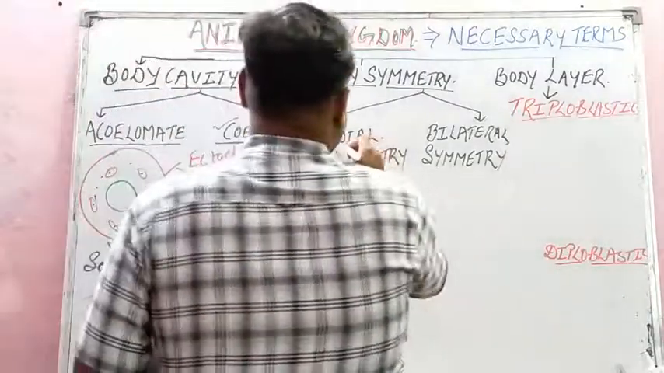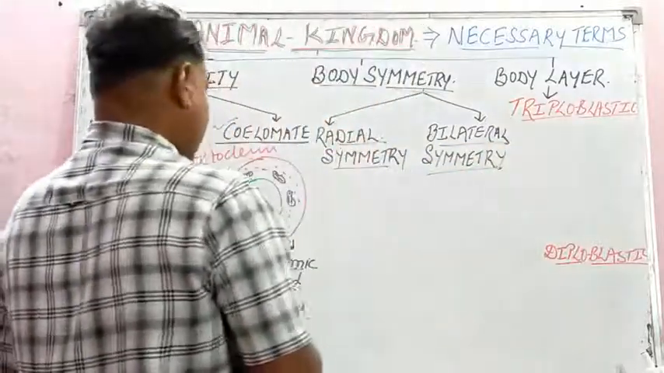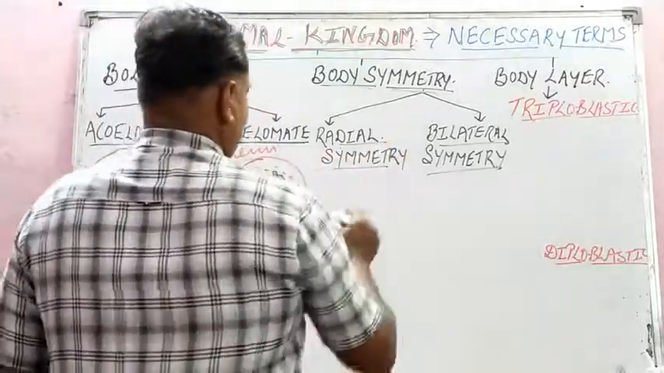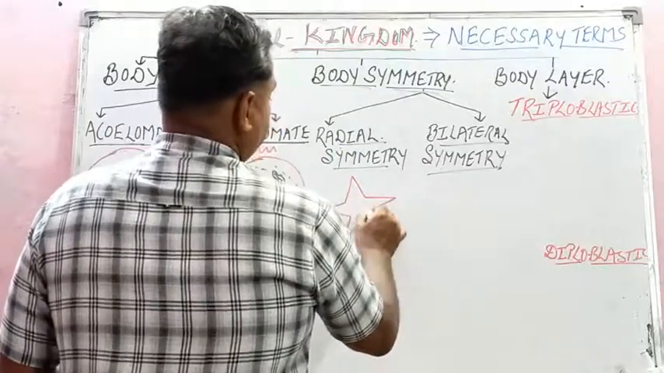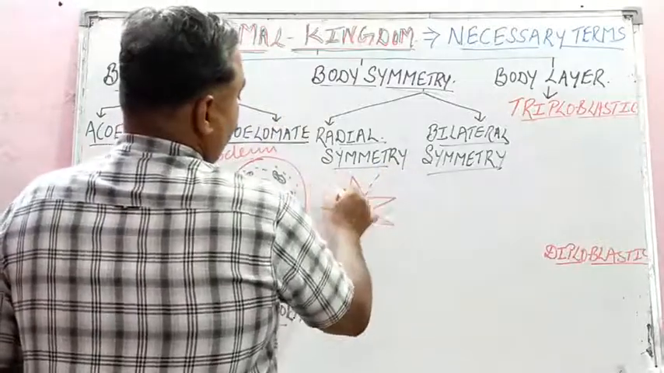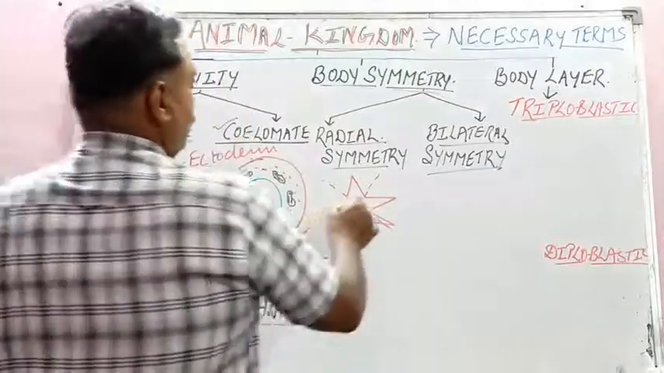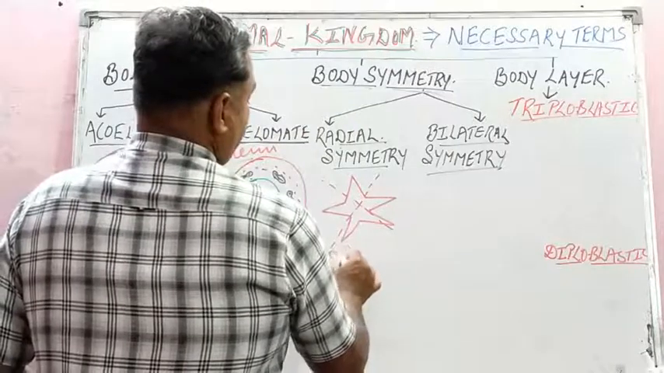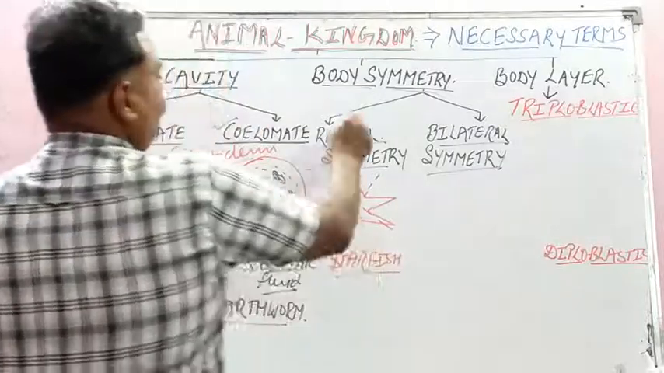Then children, this one is radial body symmetry. You know very well there are two kinds of body symmetry. In the basic classes you have learned, one is radial symmetry. The popular example, students, is your starfish. Radial symmetry means, students, the body can be divided into two equal halves from any axis. Radially symmetrical means the body can be divided into two equal halves from any axis, and the best example is your starfish, isn't it? That is called radially symmetrical.